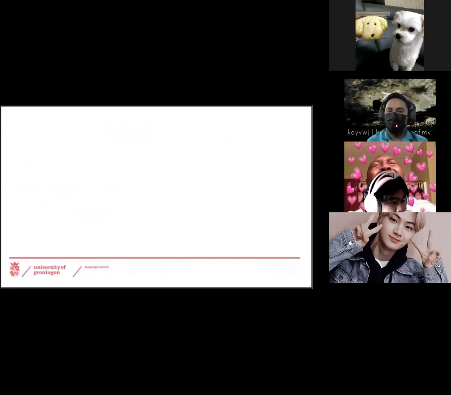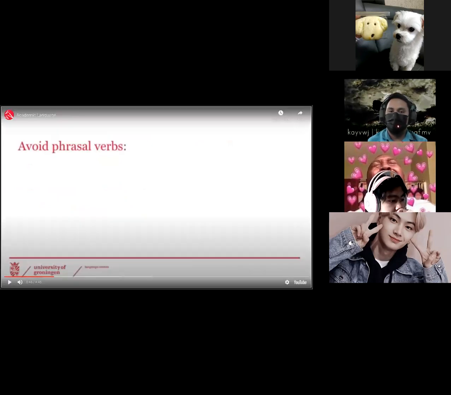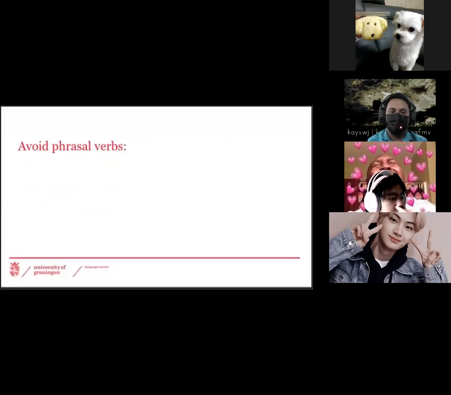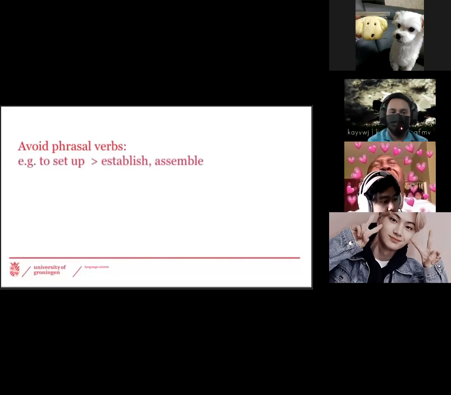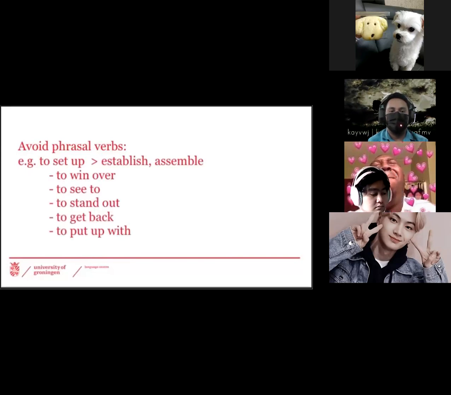Second, avoid using phrasal verbs. A phrasal verb is a verb plus a preposition, such as to set up, and they are typically seen as informal. There is almost always a more academic alternative, and this alternative is only one word and is generally longer. For set up, this could be to establish or to assemble. What would be academic formal synonyms for the other 5 phrasal verbs?